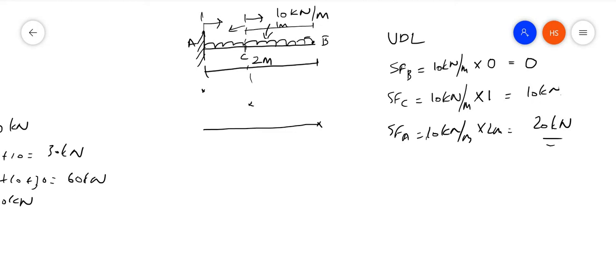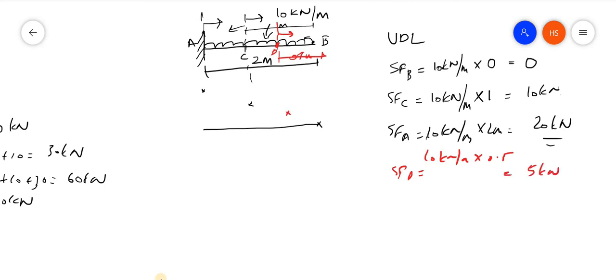But in this case, just understand, if I am taking a section at a point like this, at 0.5 meter. What will be the shear force at this point? I am taking the load to the right. Let that section be D. Shear force at D is equal to what? 10 kilonewton into 0.5, that is 5 kilonewton. So at this point it is 5.